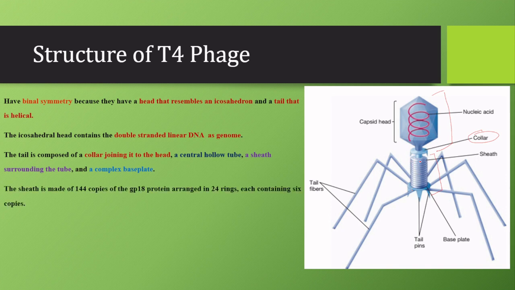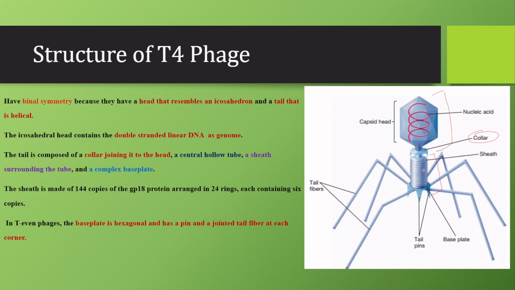The sheath of the tail is made up of 144 copies of a particular type of protein. The name of the protein is GP18, and these 144 copies are arranged in 24 rings. So we can see many ring-like structures. The number of these rings is 24, and each ring contains 6 copies. In this manner, the total number of copies of this GP18 protein in the tail is 144.